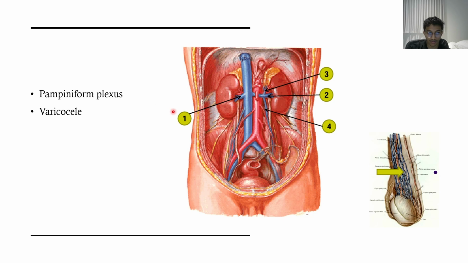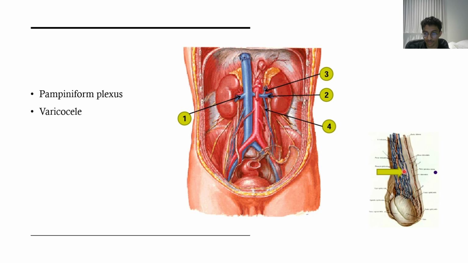And this allows us to understand this clinical scenario. We have something called a pampiniform plexus in the testicles and the ovaries. It's basically just a bundle of veins. So for any reason, if the left renal vein is obstructed, blood will back up into the left gonadal vein, in this case the left testicular vein, and into the pampiniform plexus.